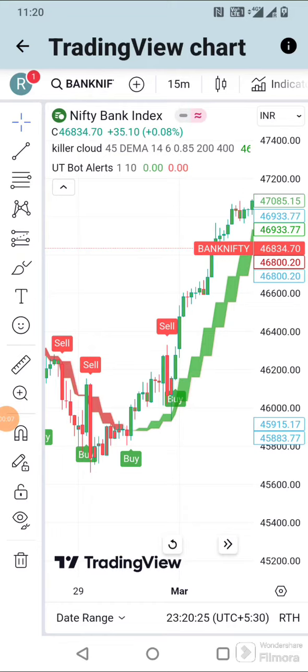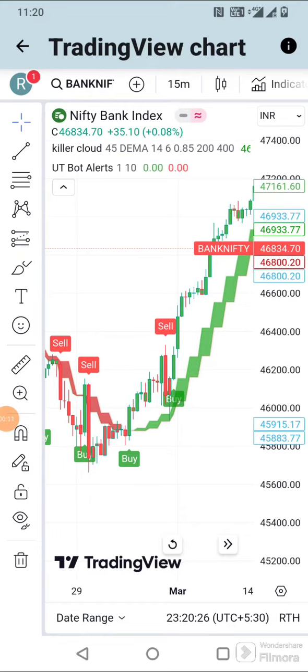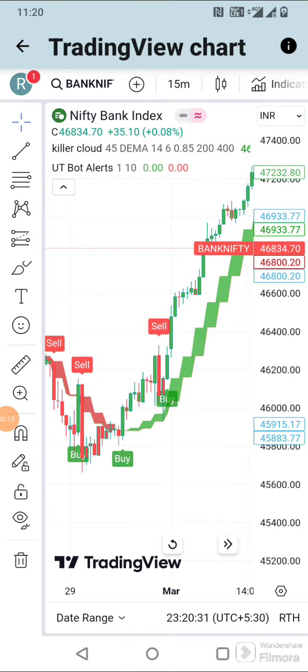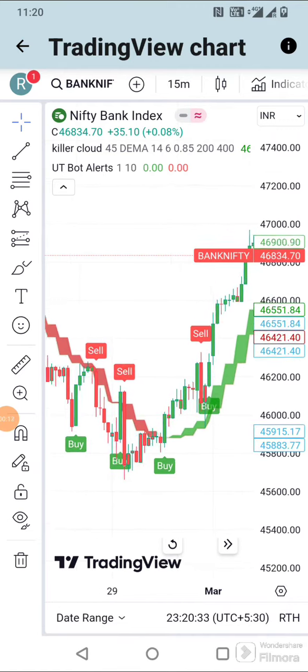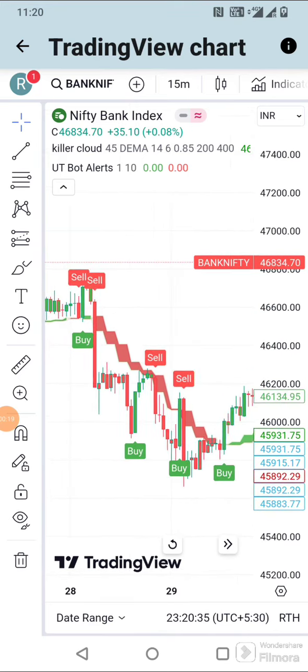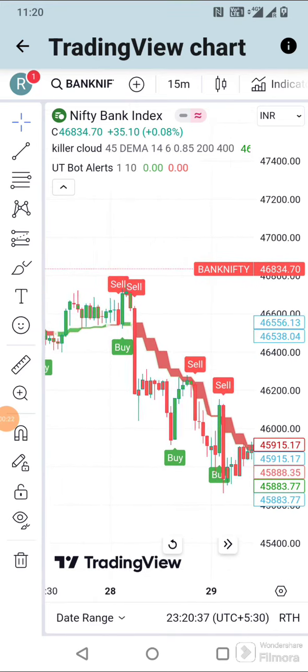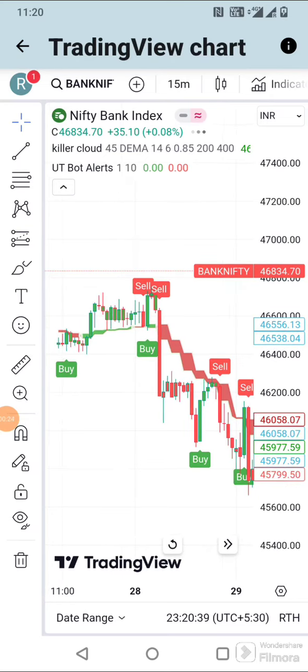When the Adams Killer Cloud indicator turns green and the UT Bot Alerts indicator gives you the buy signal, buy the call. When the Adams Killer Cloud indicator turns red, along with that the UT Bot Alerts indicator gives you the sell signal, sell the call.